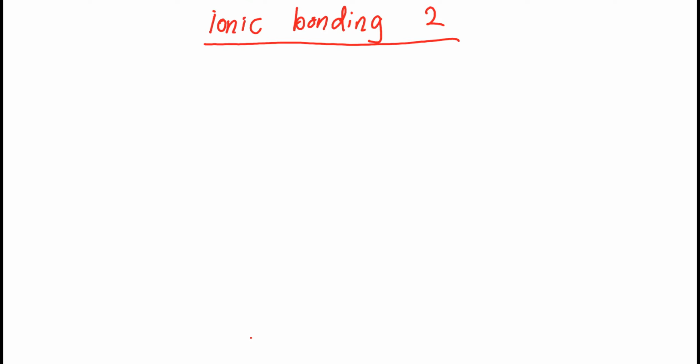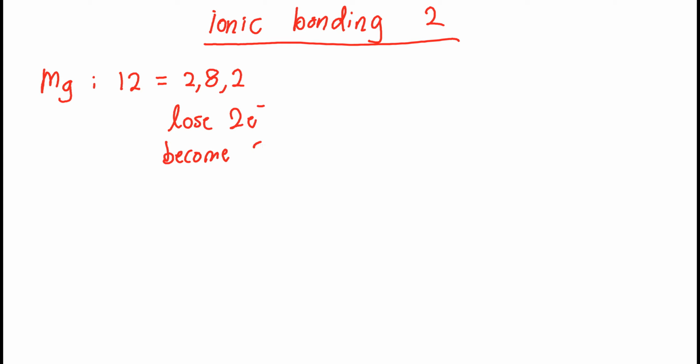Hi, let's look at the second example of ionic bonding. Suppose we have a magnesium atom. The magnesium atom's proton number is 12, and 12 gives you the electronic structure of 2, 8, 2. In order to become noble state or complete state, magnesium has to lose 2 electrons to become the noble state of 2, 8.